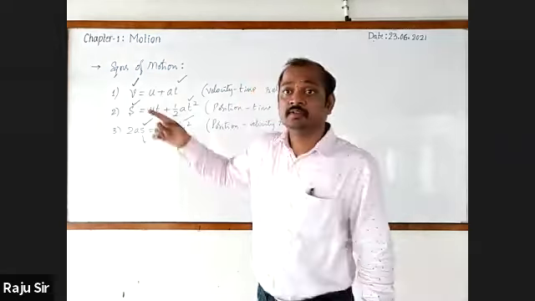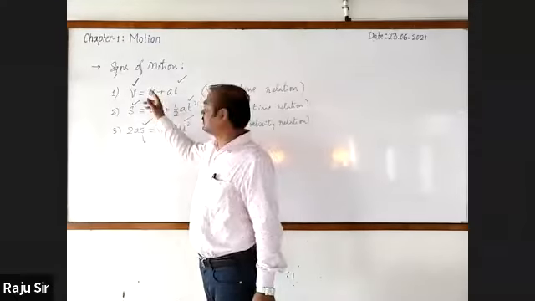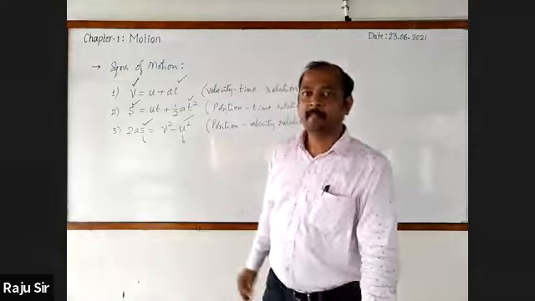Just go for reading all the three equations. Read directly like this. V equal to u plus at. s is equal to ut plus half at square. 2as is equal to v square minus u square. Once you read: v is equal to u plus at, s is equal to ut plus half at square, 2as is equal to v square minus u square.